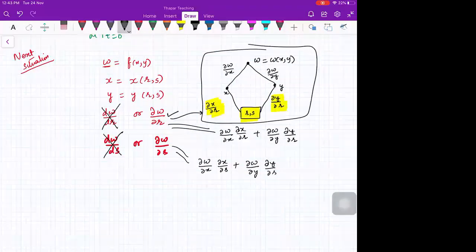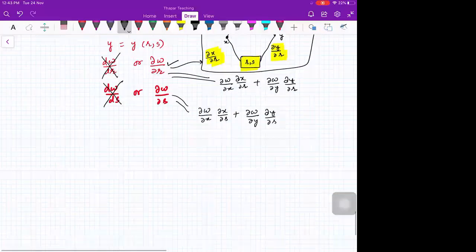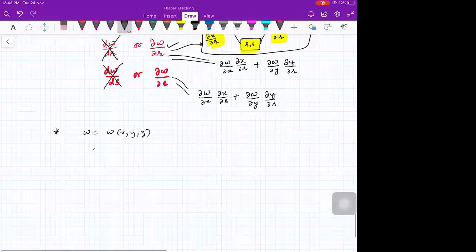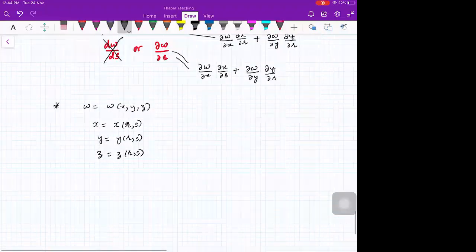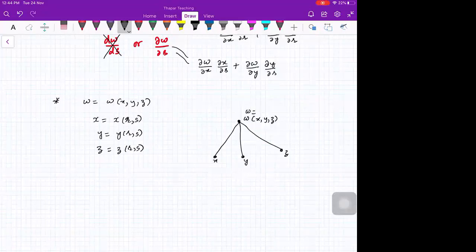You can also have a situation like this, that w is a function of x, y, z. x is further a function of r and s, y is a function of r and s, and z is a function of r and s. So w here is a function of x, y, z, and x, y, z are functions of r and s.